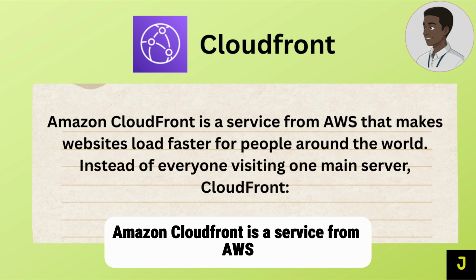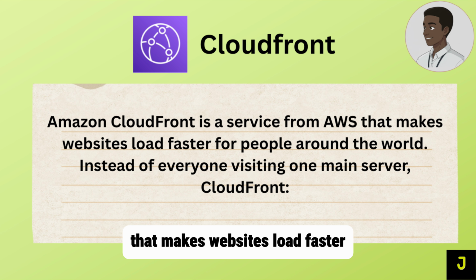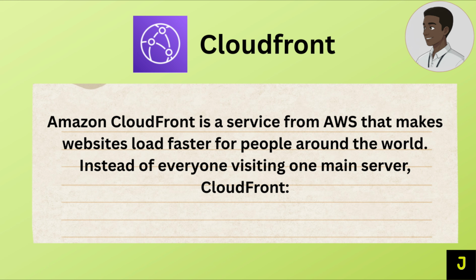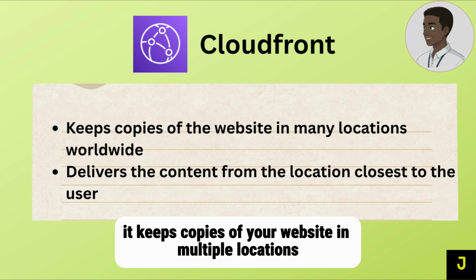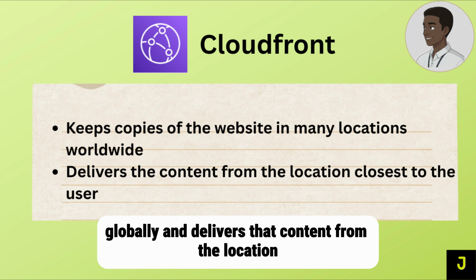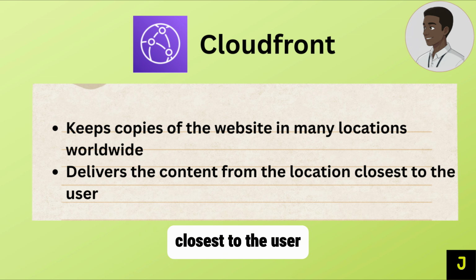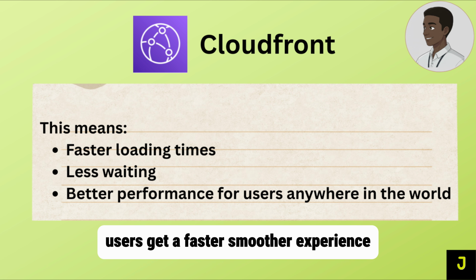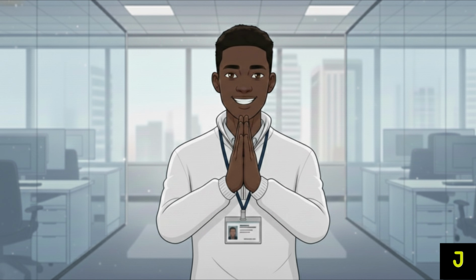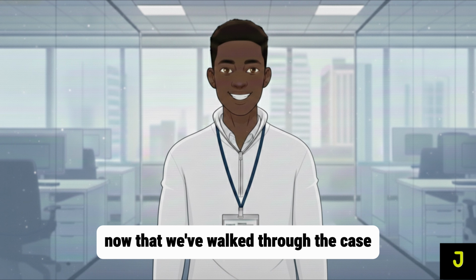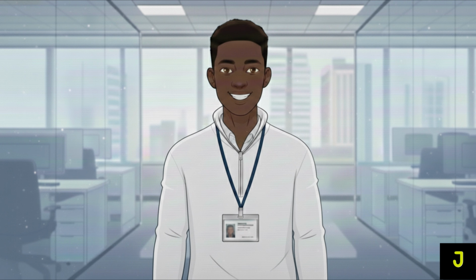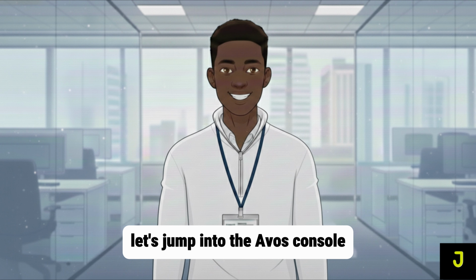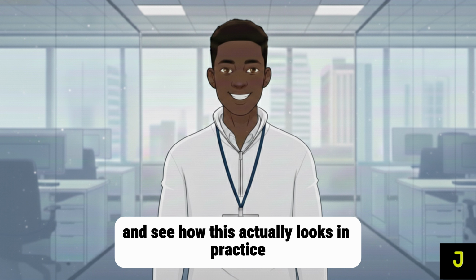Amazon CloudFront is a service from AWS that makes websites load faster for people all around the world. It keeps copies of your website in multiple locations globally and delivers that content from the location closest to the user. So instead of waiting on one faraway server, users get a faster, smoother experience. All right, now that we've walked through the case on the drawing board, let's jump into the AWS Console and see how this actually looks in practice.